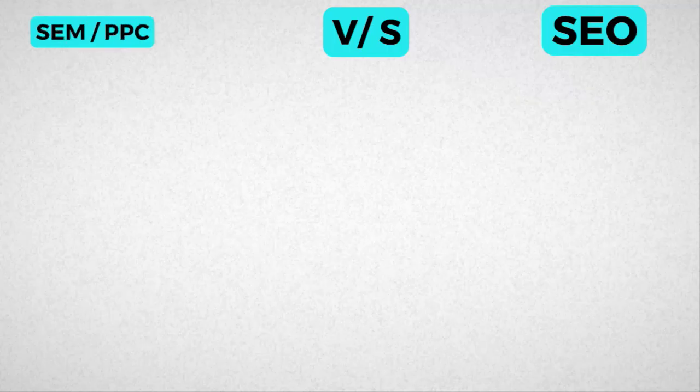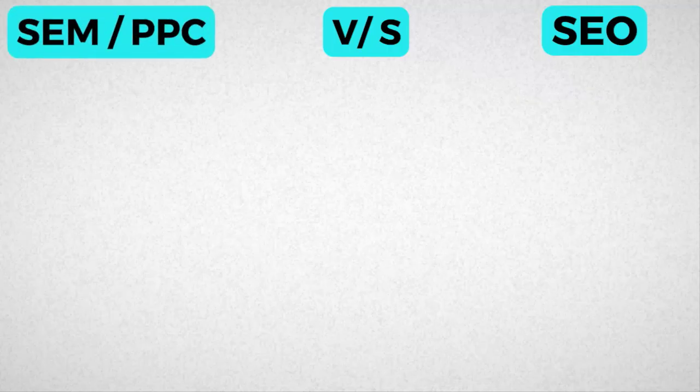This is going to be our first point of comparison to understand SEO and SEM. If I talk about identification, in the case of SEO, there is no ad icon. In the case of SEM or PPC, there is an ad icon.